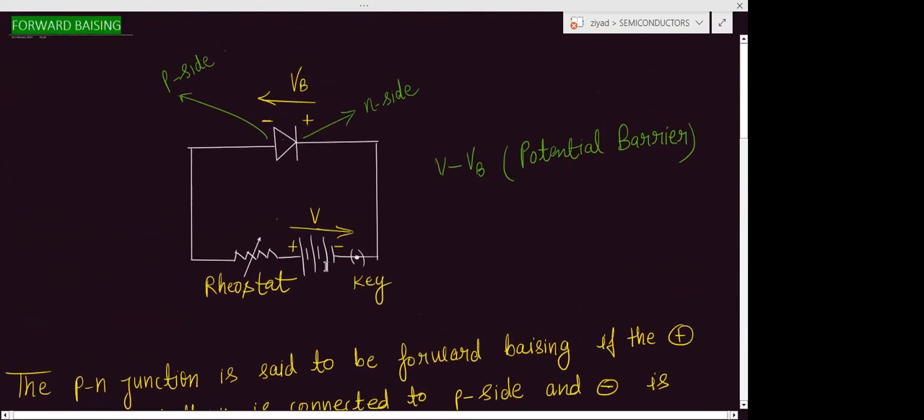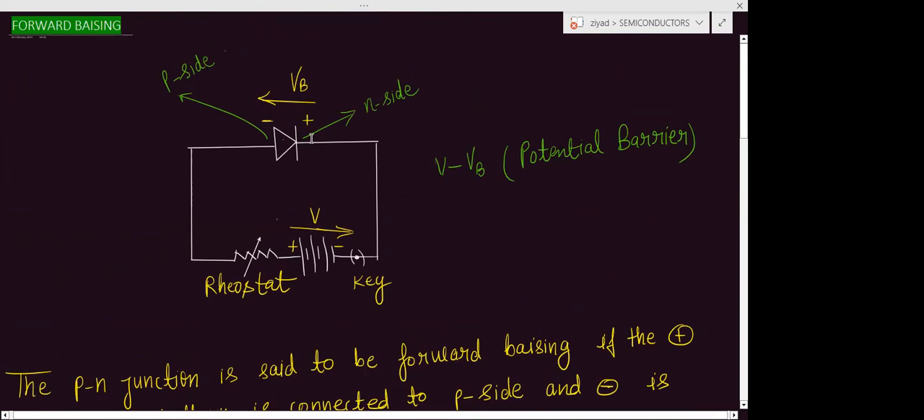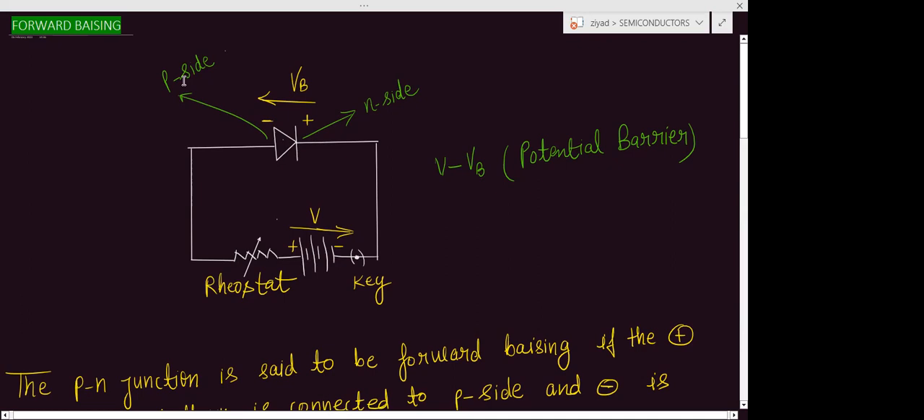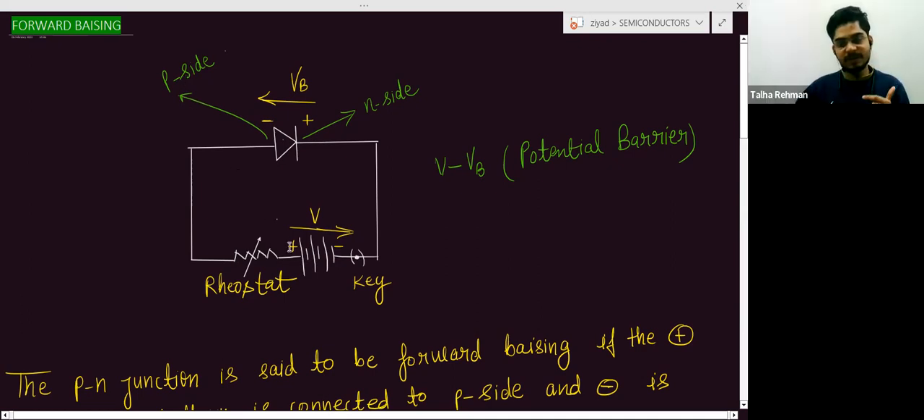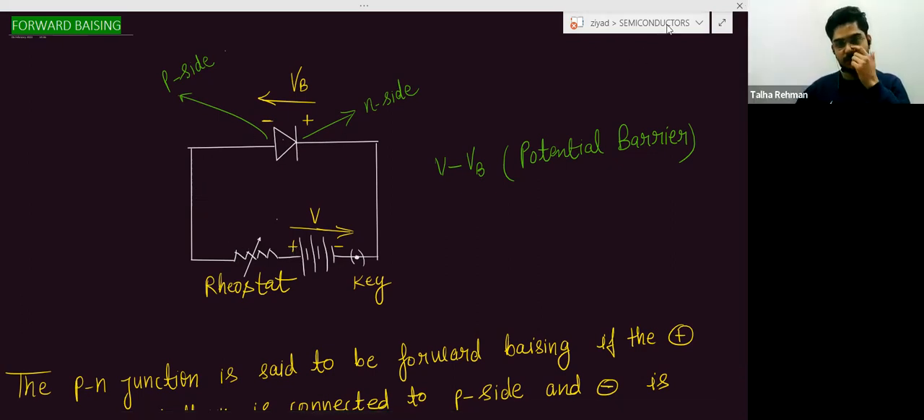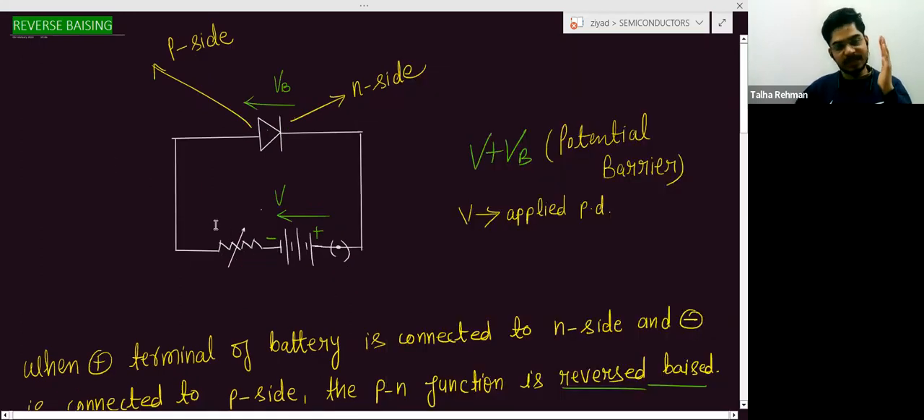In case of the reverse biasing, the positive terminal is connected to the N side. What is happening in the forward biasing? The positive terminal we are connecting to the P side, but in case of the reverse biasing, it will be the reverse of the connection. You can say the positive terminal will be connected to the N side, and in reverse biasing, the negative terminal is connected to the P side. All things clear now.